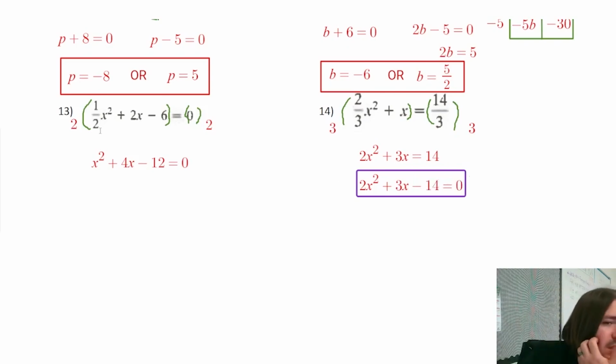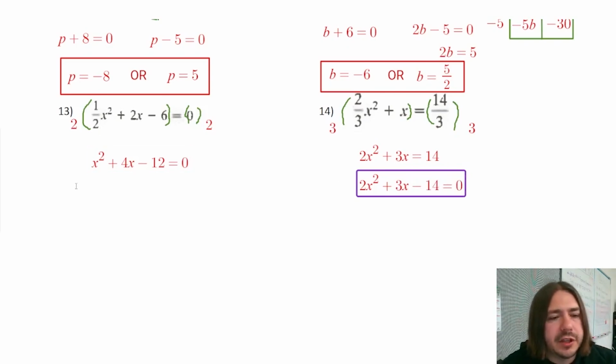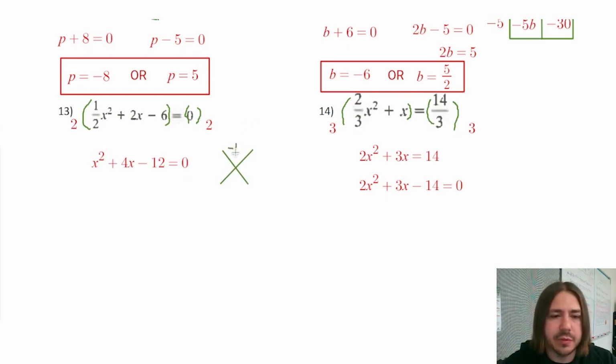Okay, so let's go back to 13. The 13, we want to try to factor this. The leading coefficient is now 1, so we can take our shortcut, find two numbers that multiply to give me negative 12 and add up to positive 4.